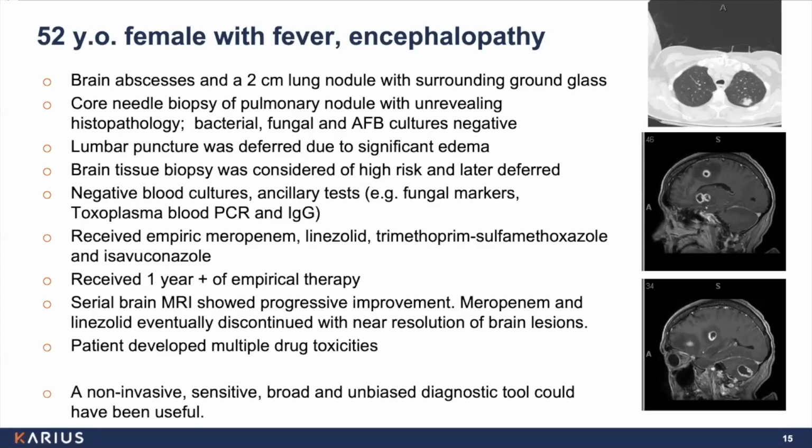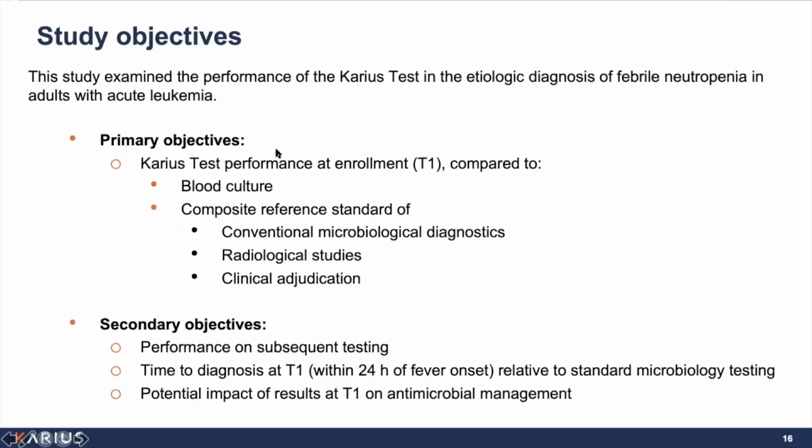So this is a case in which a non-invasive, sensitive, broad, and unbiased diagnostic tool such as Karius test could have certainly been useful. So what we tried to do with this test was to examine the performance of Karius test in the etiologic diagnosis of febrile neutropenia in adults with acute leukemia. Our primary objectives were to look into the performance of the test at the time of enrollment and at time of fever onset, and compare it to that of blood cultures, as well as a composite reference standard of conventional microbiological diagnostics, radiological studies, and clinical adjudication.